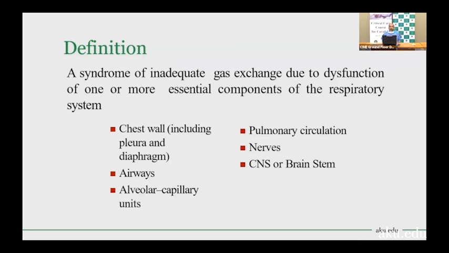The other important part is the pulmonary circulation, where pulmonary embolism is the most common factor. The other would be nerve injuries, like diaphragmatic dysfunction, myasthenia, GBS, and CNS disorders like head trauma, narcotic poisoning, brainstem issues. So whenever you have a patient with respiratory failure, you need to understand the problem can be anywhere in the body, and the pulmonary system is not able to compensate for that problem. That's why it is important to find out the primary etiology and then do the interventions accordingly.